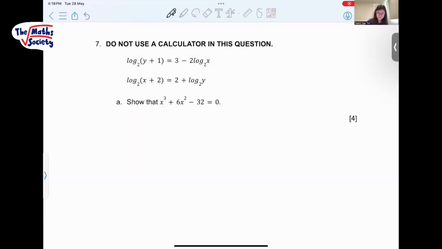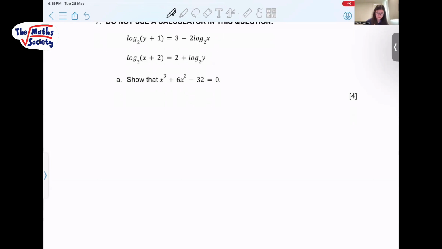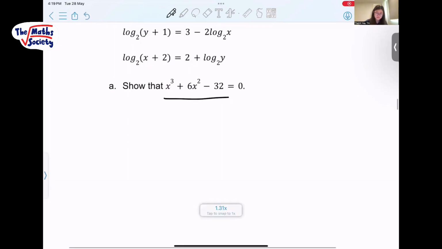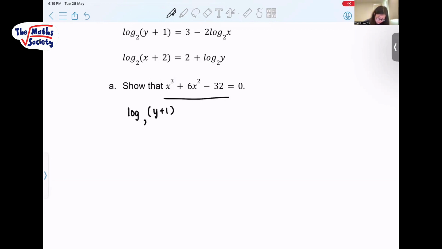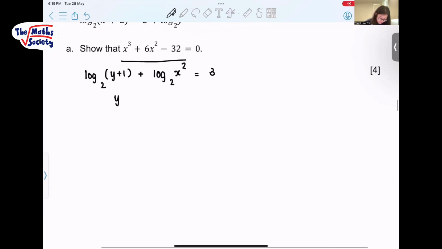Okay, question 7. So now use a calculator. So they give you two equations, and we need to show that x cubed plus 6x squared minus 32 equals 0. So let's put the like terms on one side. It's log base 2 of (y plus 1) plus log base 2 of x squared equals 3. Because it's plus, you can multiply them. So it's (y plus 1) x squared equals 2 to the power 3, which is 8.